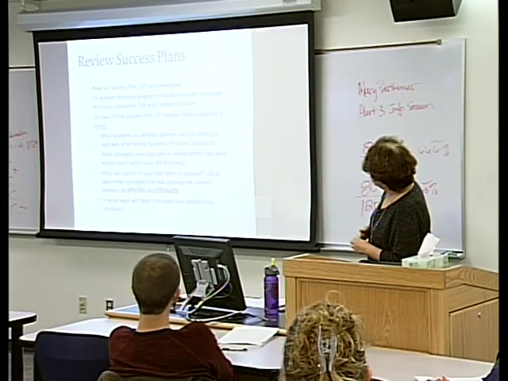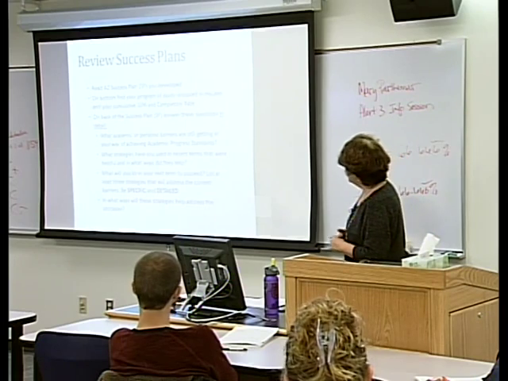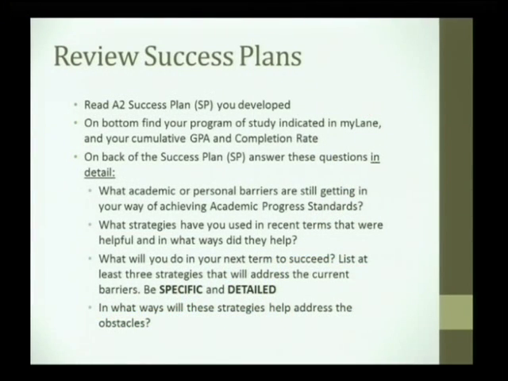So what I want you to do is look at these success plans that you developed and answer these questions specifically and in detail. And you two are going to have to think about what you put on that. What academic or personal barriers are still getting in the way of achieving academic progress standards? Sometimes students have said it's something new that's come up. If it's something new, indicate this was happening before and now it's this new thing that's in the way.